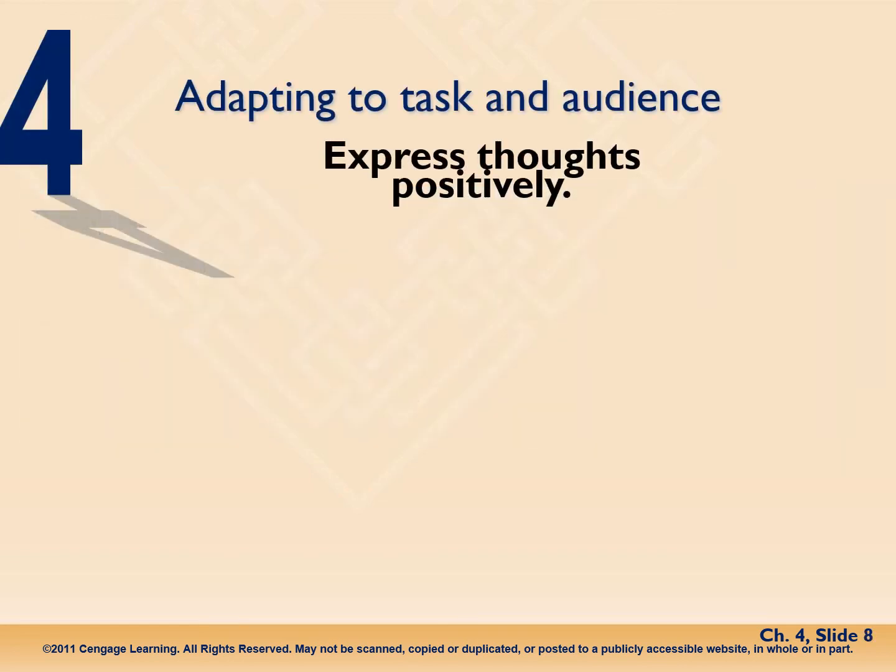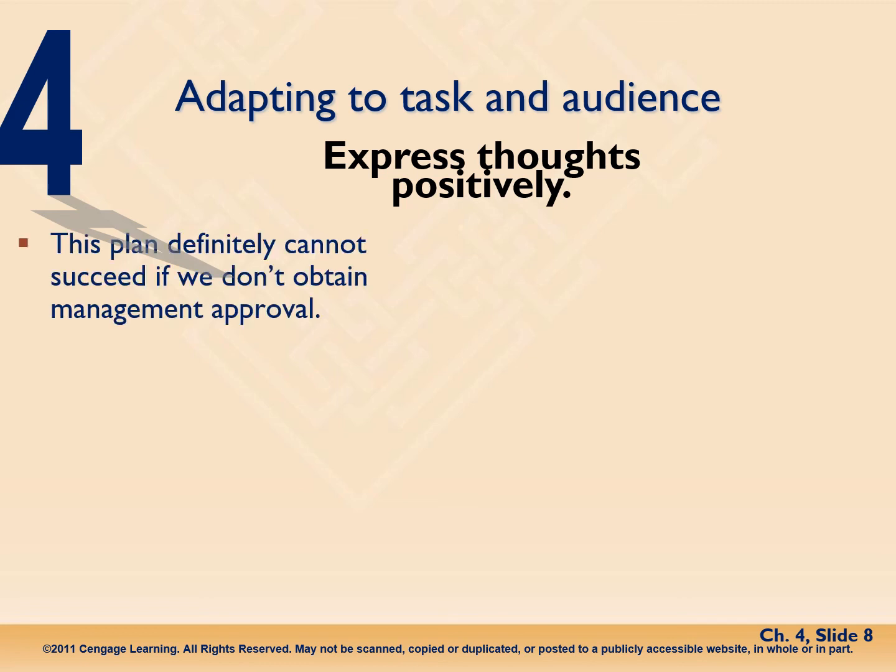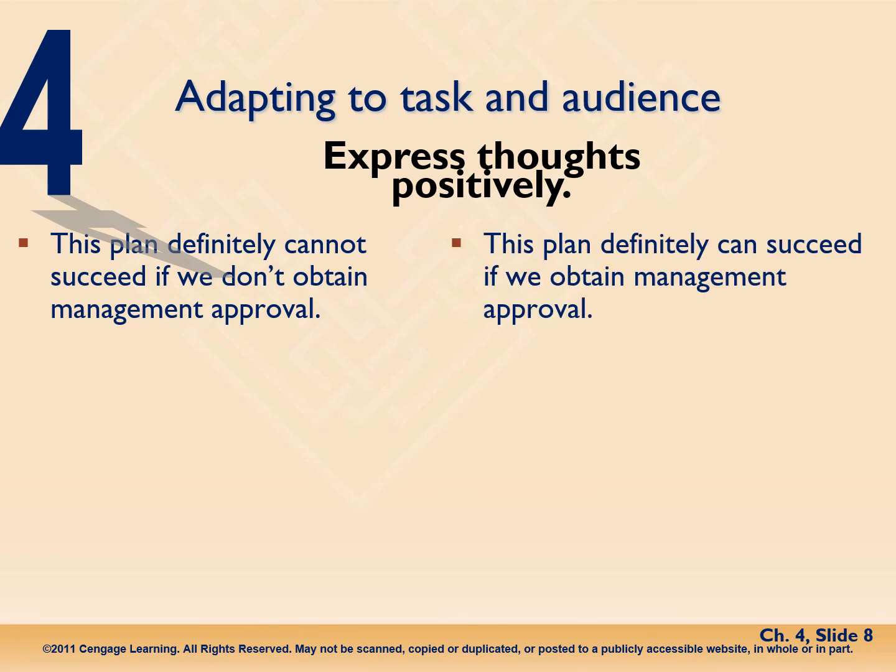The fourth point is also very nice. It's a lot like whether you want to tell your audience the glass is half full or half empty. So definitely we always want to highlight that the glass is half full. Now, this plan definitely cannot succeed if we don't obtain the management approval. So it definitely means that if we get the management approval, the plan would succeed. So why don't we say it that way? This plan definitely can succeed if we obtain management approval, right?